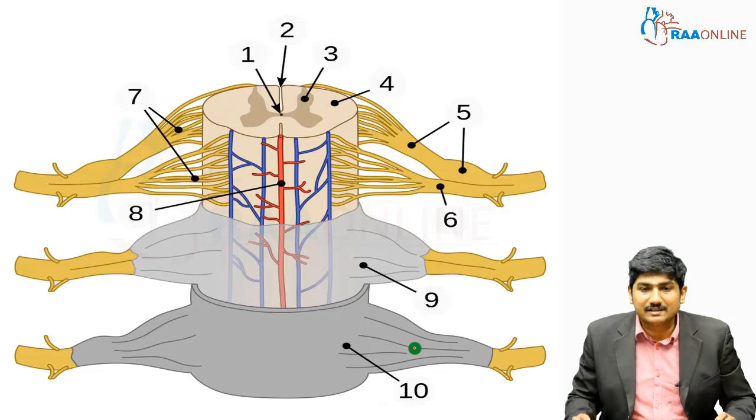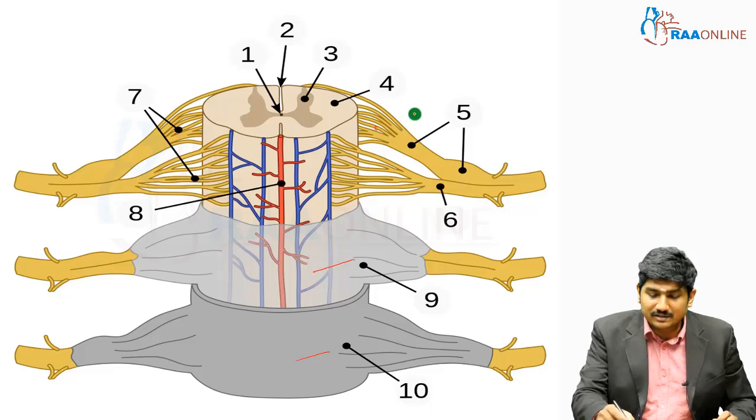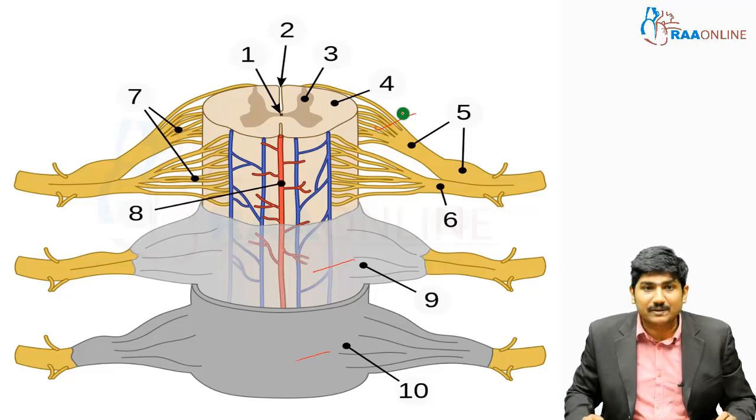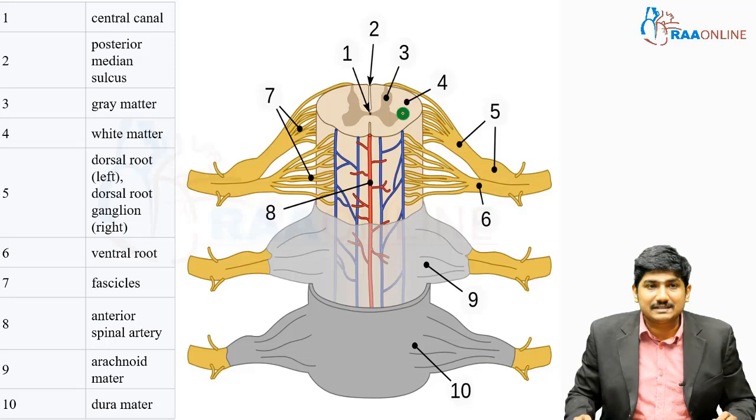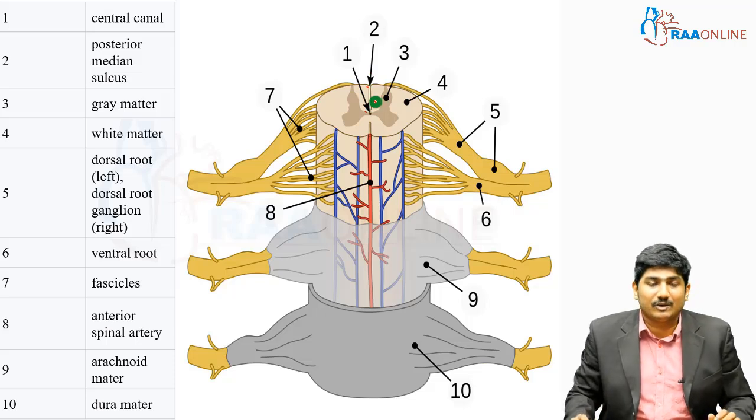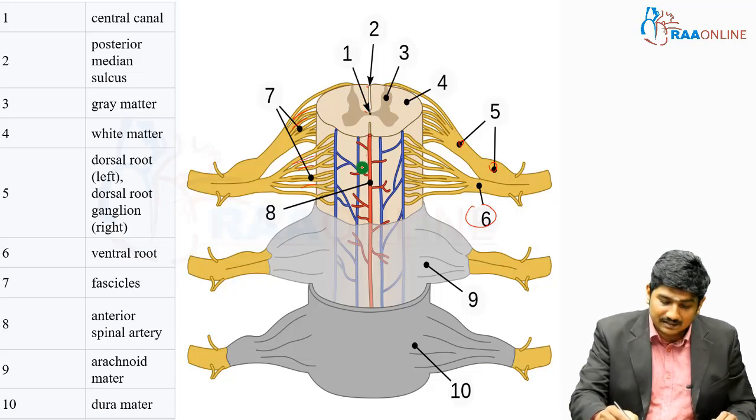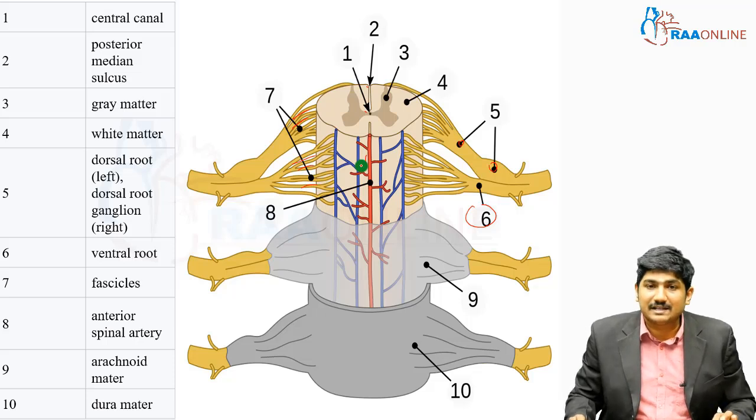So what is this gray distribution, and what is this light gray, and what are all these things? Let us try to name the parts. One is the central canal, and 2 is the posterior median sulcus, and 3 and 4 are the gray and white matter. This is going to be the dorsal root ganglion, and this is again the ventral root. The 7th, these finger-like projections, or the fascicles, and what you see here is the anterior spinal artery.